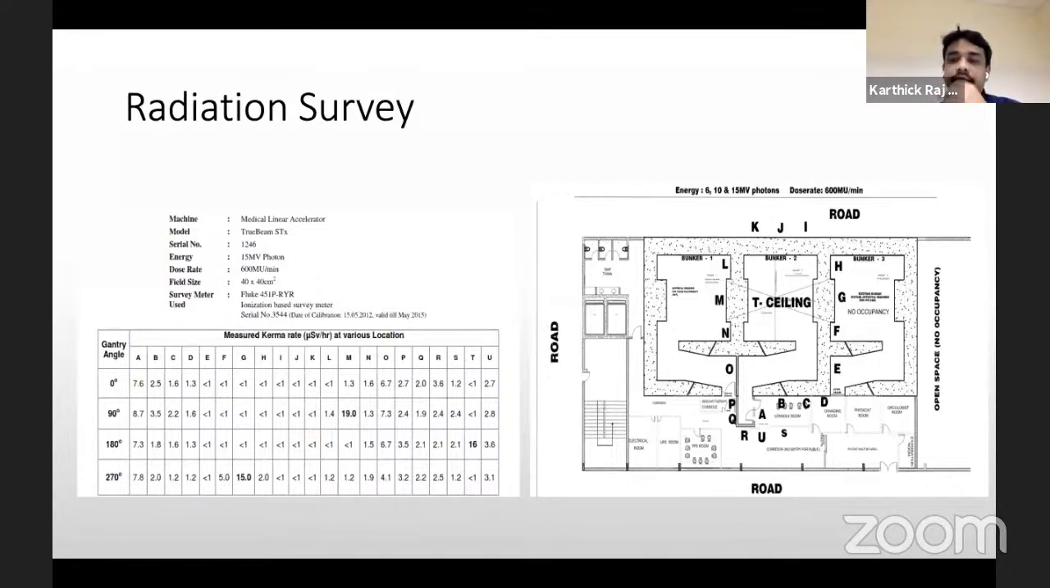You survey the entire area, the occupancy area and the non-occupancy area, and make sure it is within the acceptable limit, then you proceed to the acceptance test. So the radiation survey is the first thing when you start with the clinical acceptance of the machine.